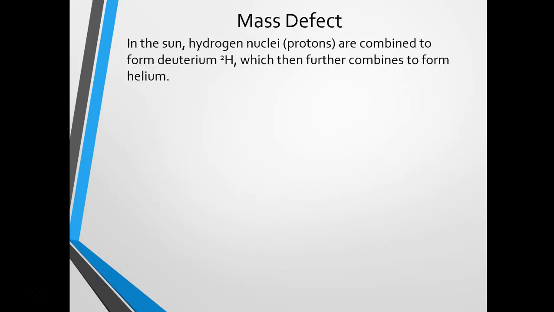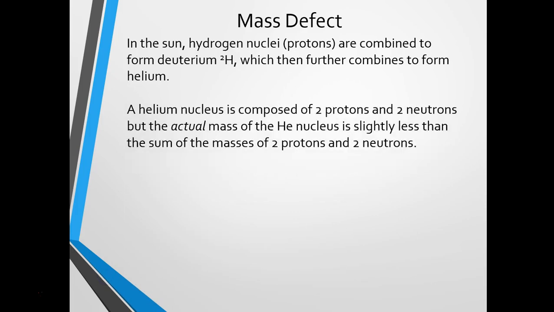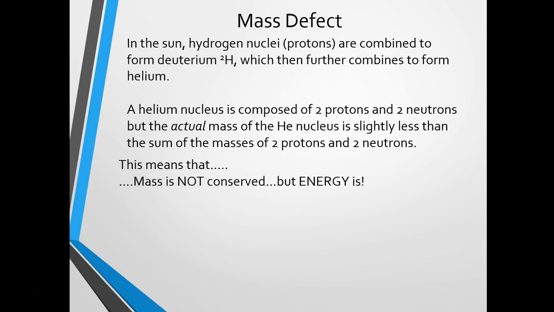Alright, so mass defect. In the sun, hydrogen are being combined to form deuterium, and that will further combine to form helium. Now a helium nucleus, as we know, is 2 protons and 2 neutrons, but the actual mass of the helium nucleus is slightly less than the mass of 2 protons and 2 neutrons. So when we do this fusion reaction, we are not conserving mass.